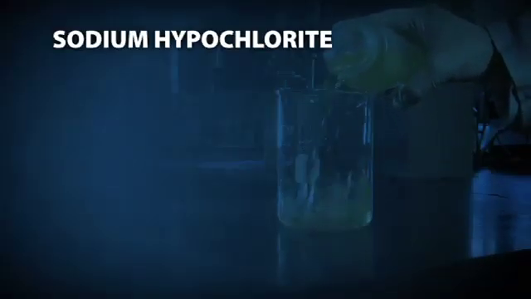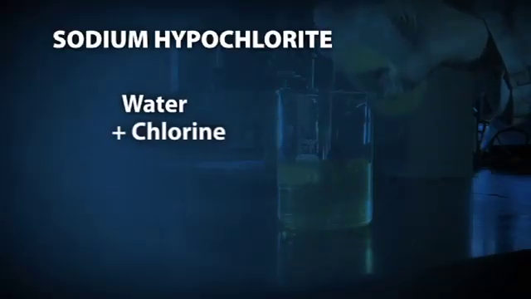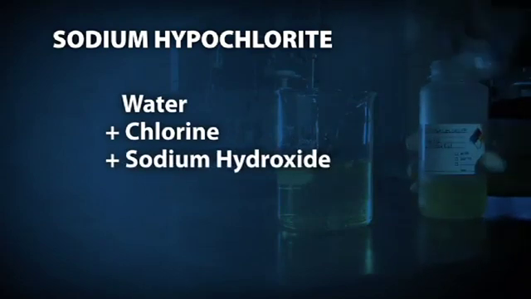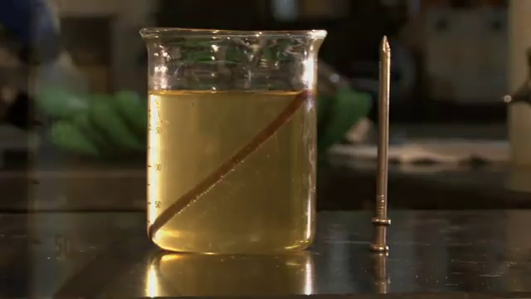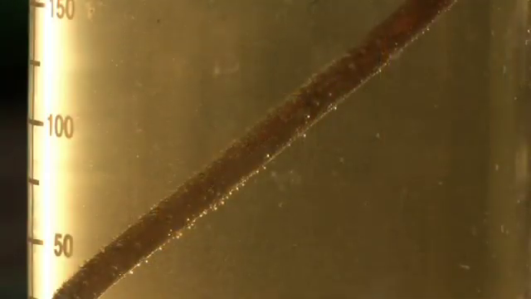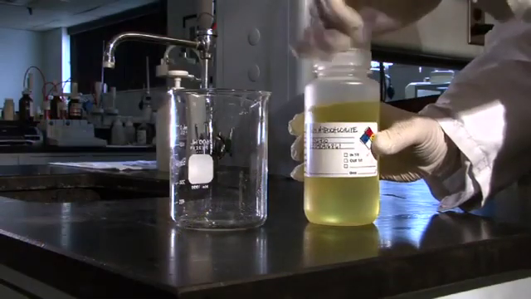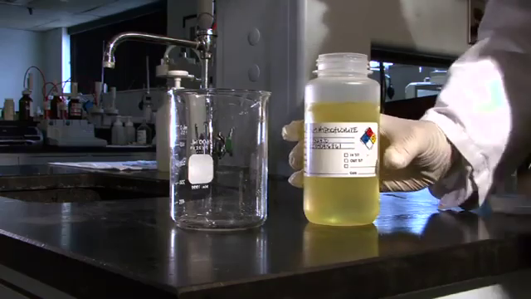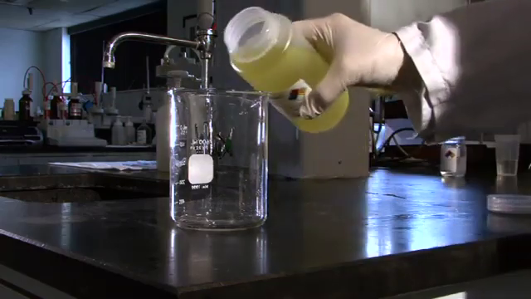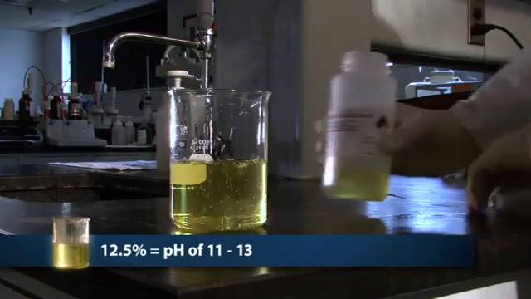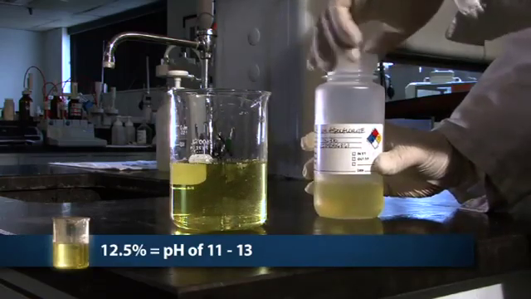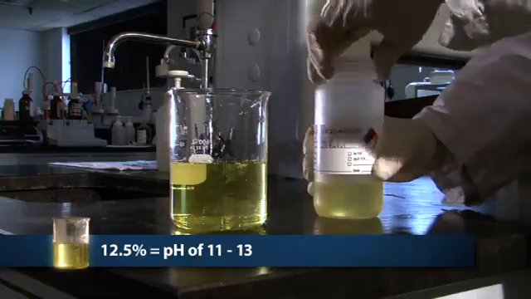Sodium hypochlorite is manufactured by combining water, chlorine, and dilute caustic soda, sodium hydroxide, under tightly controlled conditions. Sodium hypochlorite solutions can be corrosive. They can corrode a number of metals and other materials. The pH of sodium hypochlorite solutions will vary depending on the amount of free sodium hydroxide present. An industrial strength 12.5% solution, for example, can have a pH ranging from 11 to 13.